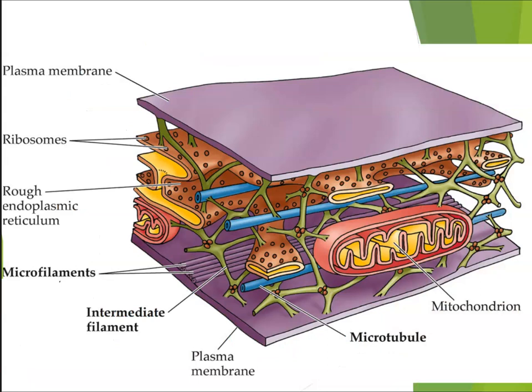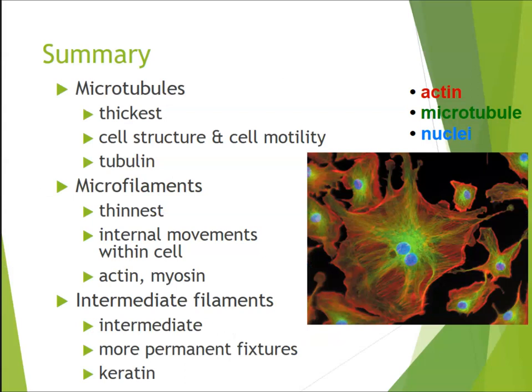And again, here's the diagram. You've got the microfilaments just underneath the cell membrane. You've got the microtubules, the big blue ones that transport things throughout the cell. And then the intermediate filaments are the green crisscross structure that holds everything in place. So here's a summary of all of that right there.